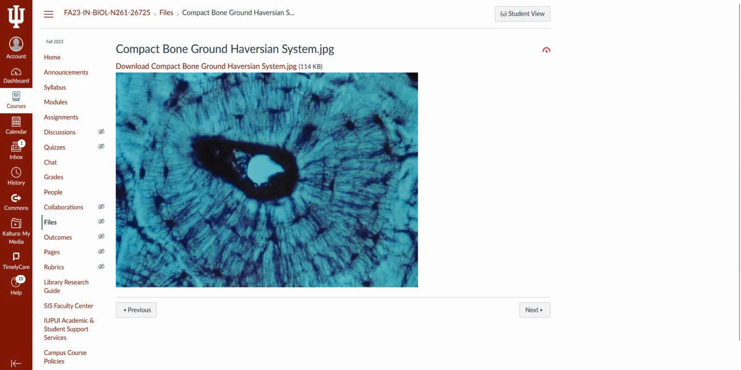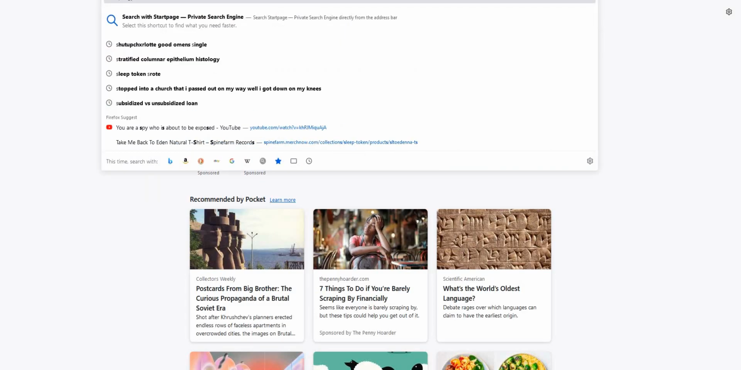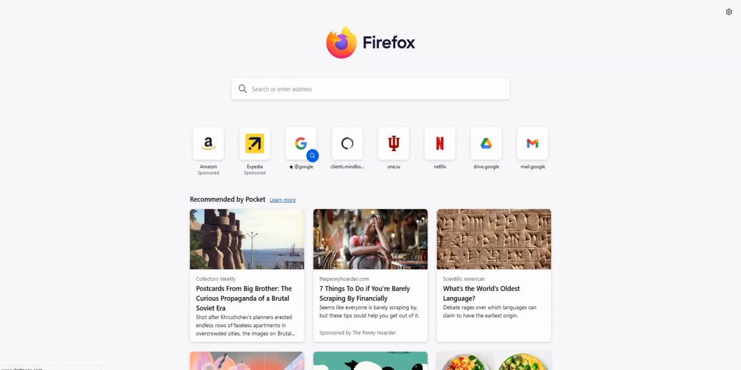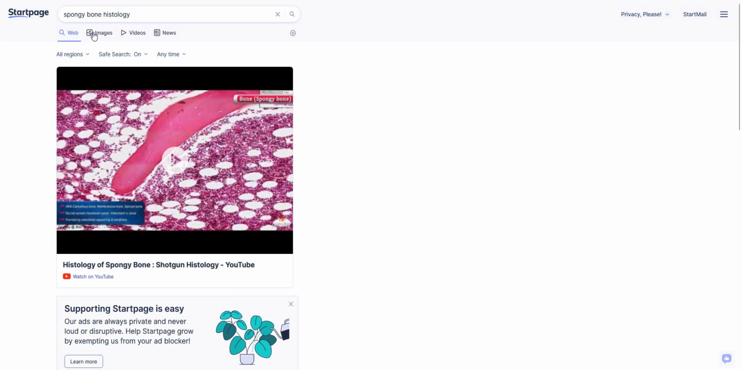So spongy bone, let's go ahead and pull up an image here. Spongy bone is going to be found kind of at the end regions of long bones in an area called the epiphysis. So don't need to know that yet. Again, we'll come back to it. Let's look up some histology here. And then compact bone is kind of everything else that we see.